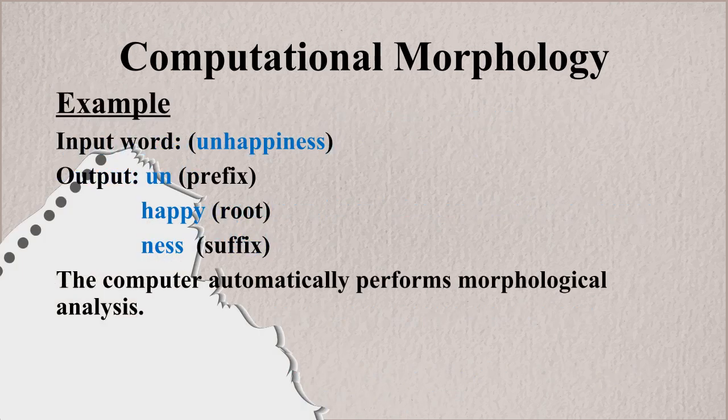For example, when a word is input into the system like unhappiness, the computer automatically performs morphological analysis on the word unhappiness and breaks it into all its possible morphemes. And the output is un, which is a prefix, happy, which is a root, and ness, which is a suffix.